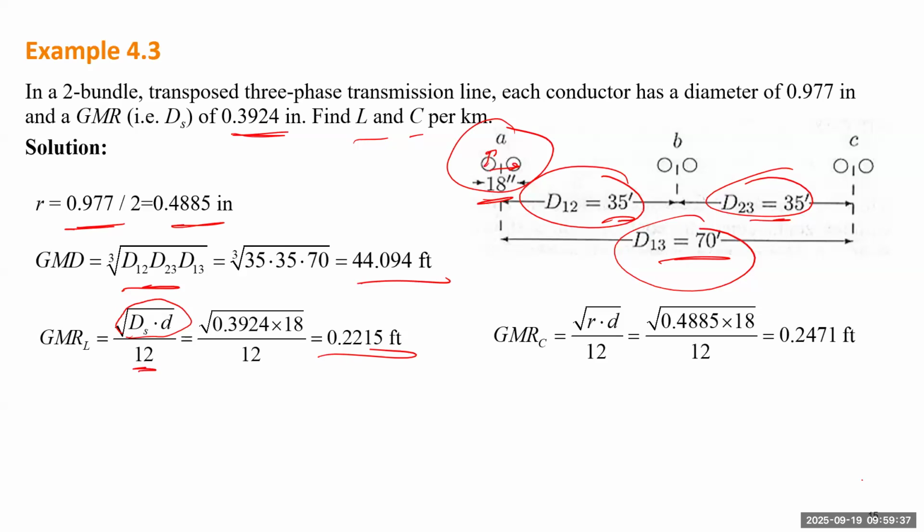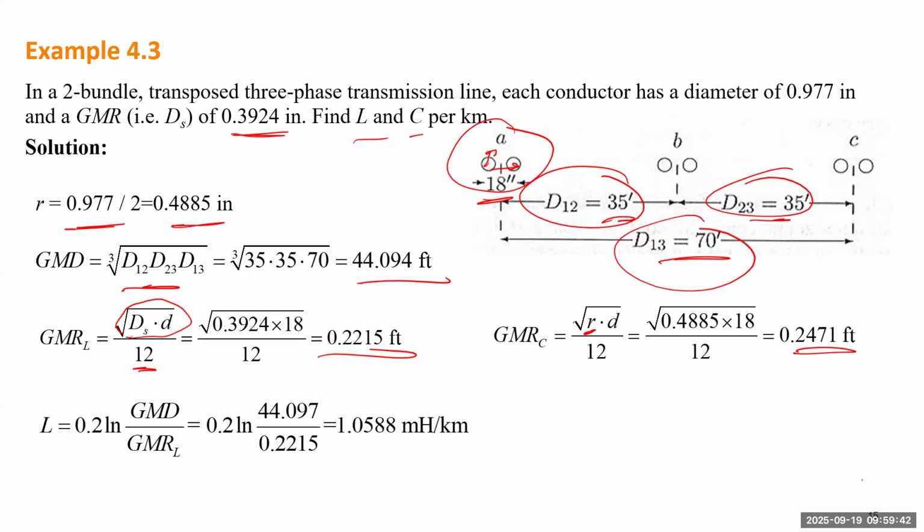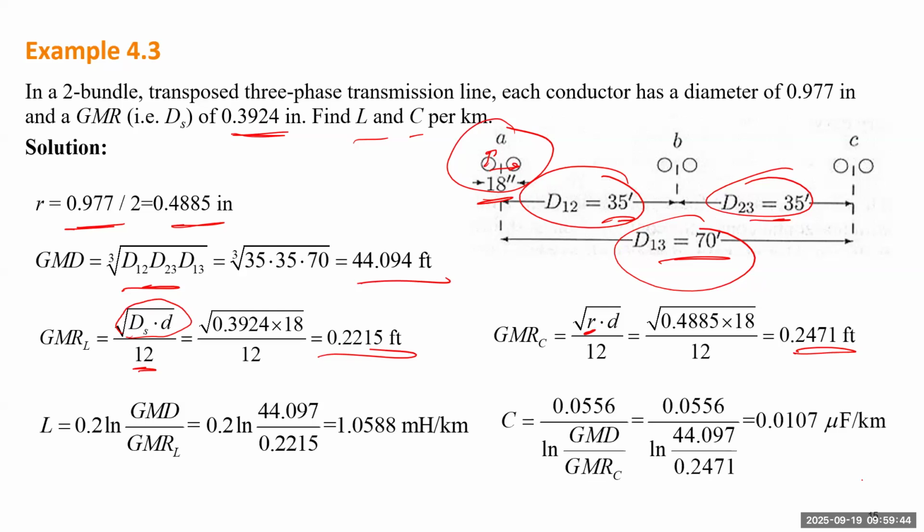Similarly, for GMRC, you just replace Ds by R, so that gives you a slightly bigger value. Then L and C can be calculated. All right.